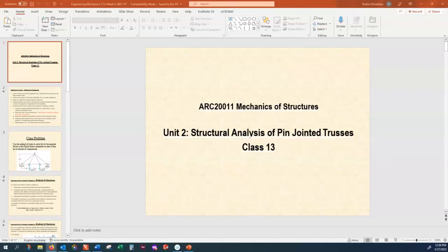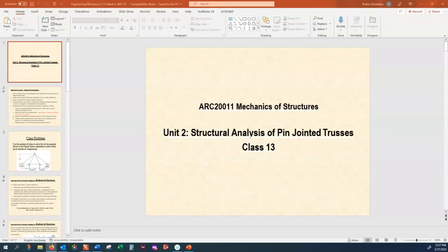Sometimes you're looking for the full analysis. You want to find everything inside the structure. Sometimes you're only interested in certain forces. So there is no perfect solution. Either the study of the entire structure or method of joint, both have advantages and disadvantages. Today, we are going to introduce the third technique that is called method of section.